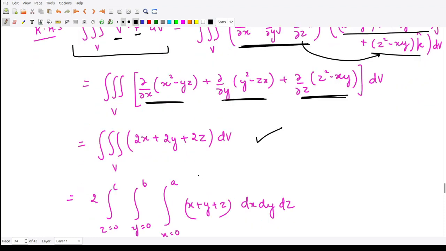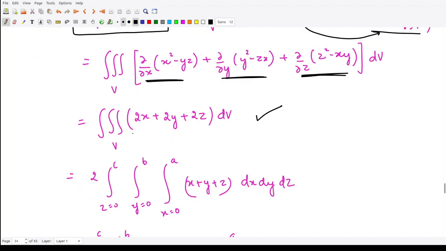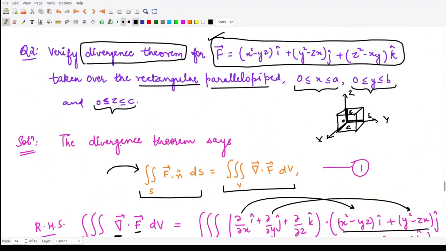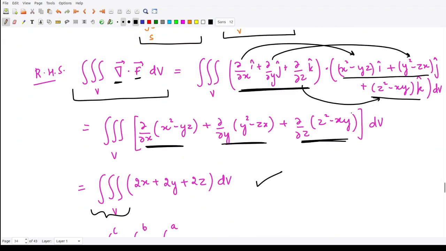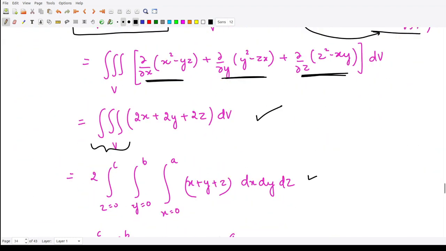Now the next step is to solve this triple integral. So we require the limits for this volume V. Now if you look at your given region, it is given to be x lying between 0 to a, y lying between 0 to b, and z lying between 0 to c. So here obviously the limits of x are given to be 0 to a, y 0 to b, and z from 0 to c. So we have all constant limits here. So this is what you get.